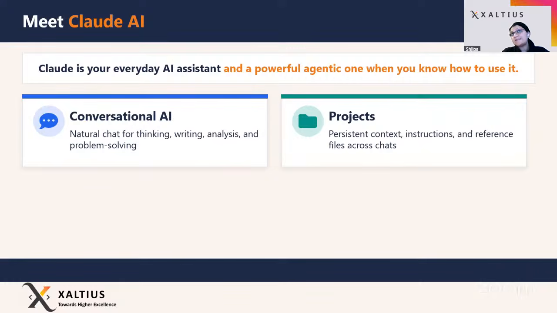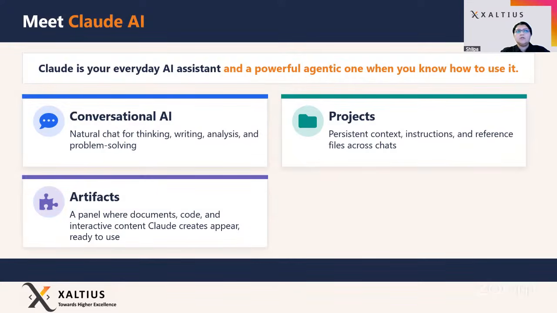You have projects, so it's a persistent container where it can actually hold instructions, reference files, chats together, so that Claude AI has consistent context across multiple conversations throughout an entire project's lifecycle. Claude has artifacts. So it's like a panel where everything that you create with Claude will end up, right? So it's kind of the final destination. It's like a one-stop place for us to view, edit, download anything that we create in Claude, like your documents, interactive apps, code, and so on.